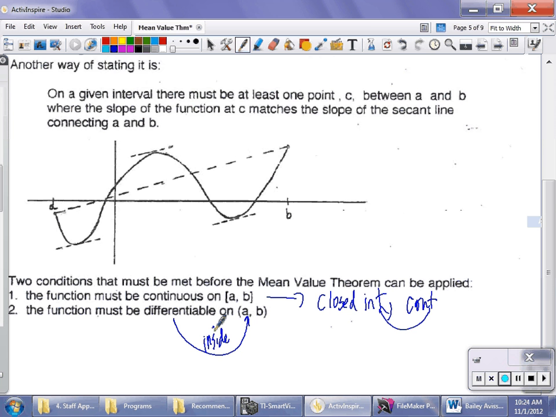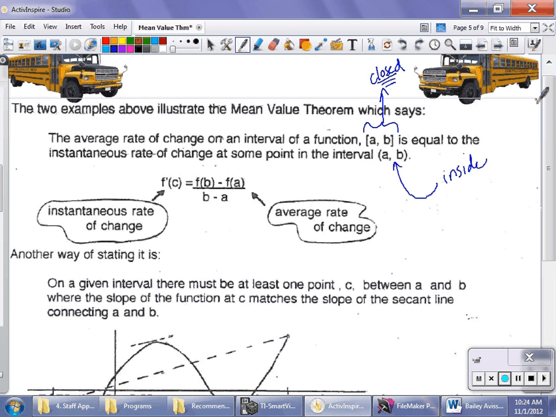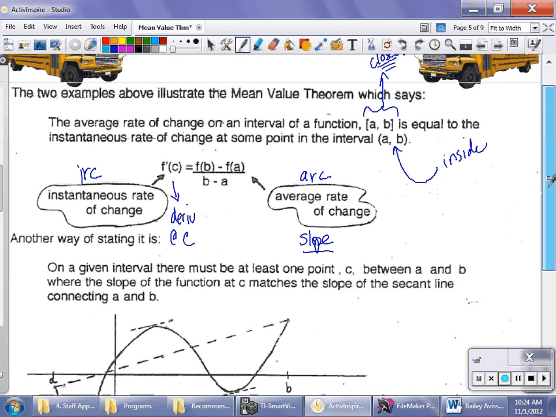So we have our conditions that must be met, and if those conditions are met, then the promise is what we see up here. At some point, the instant rate of change, that's what I have right here, the instant rate of change. Now we know in calculus the instant rate of change is the derivative. So the derivative at a particular value, in this case I'm calling it c, is equal to the average rate of change, which is just good old-fashioned Algebra 1 slope, change in y over change in x. Notice I'm giving this to you in words, in symbols, and in abbreviations.